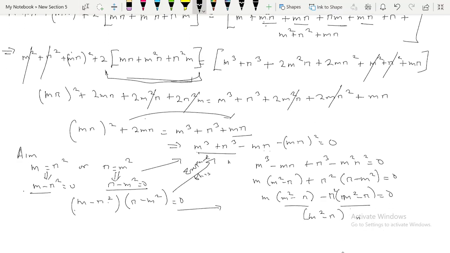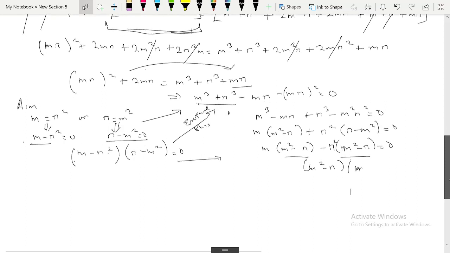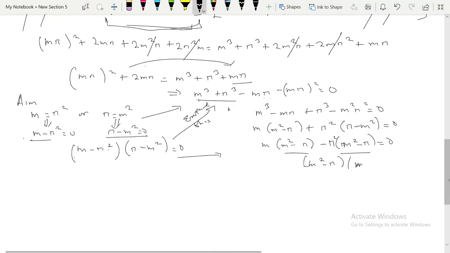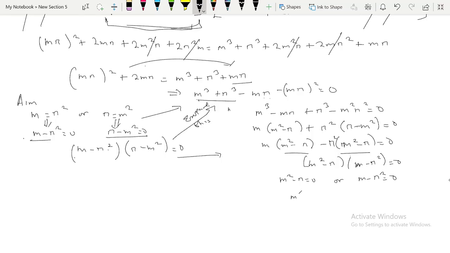So this is m. So I'm sorry about that. So this is m squared minus n into m minus n squared. Yeah, equals to 0. So it's either m squared minus n is equals to 0 or m minus n squared is equals to 0. So that means m squared is either equals to n or m is equals to n squared, right? So we've gotten what, so this was our aim.